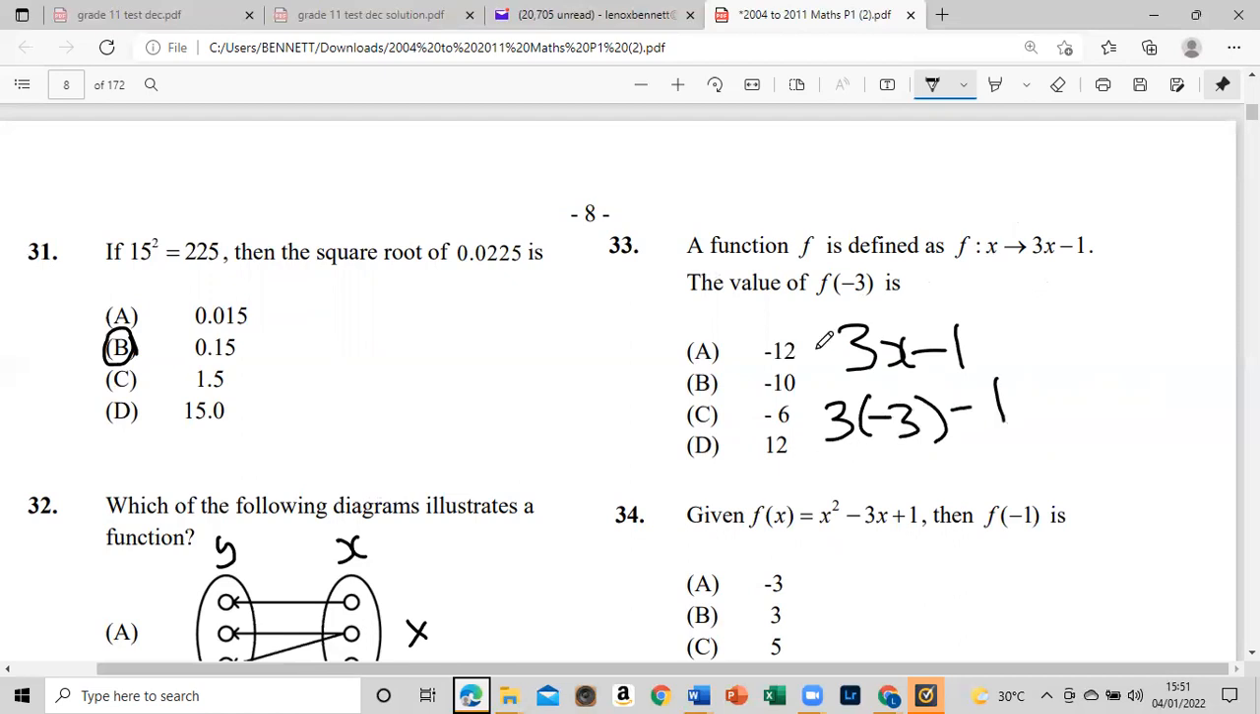So we'll substitute negative 3 into the equation. So that's negative 9 minus 1, which gives us negative 2. Alright.